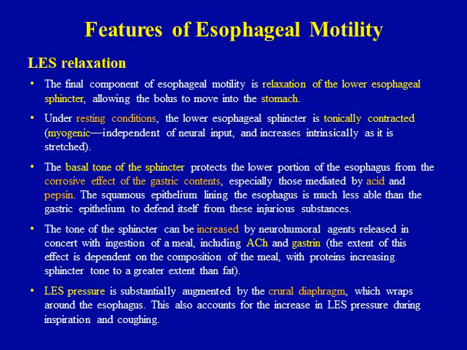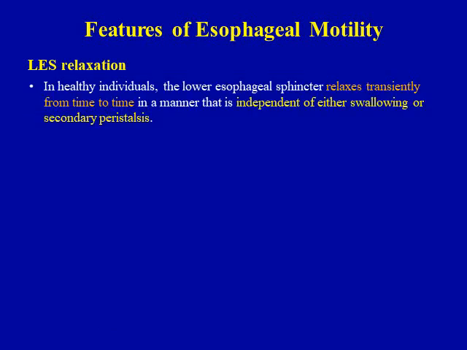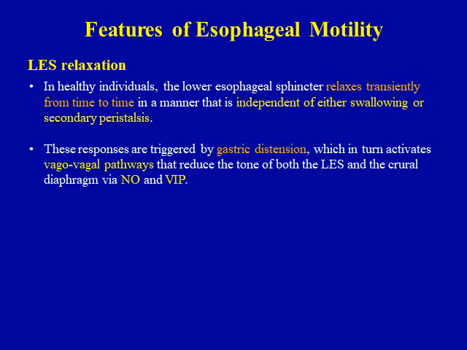LES pressure is substantially augmented by the crural diaphragm, which wraps around the lower part of the esophagus. This also accounts for the increase in LES pressure during inspiration and also during coughing. In healthy subjects, the lower esophageal sphincter relaxes transiently from time to time in a manner that is independent of either swallowing or secondary peristalsis.